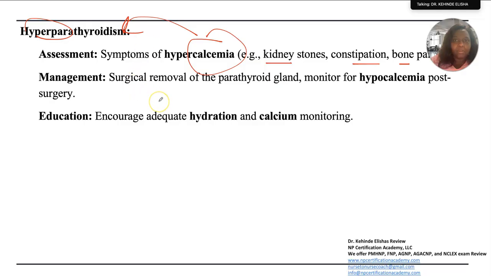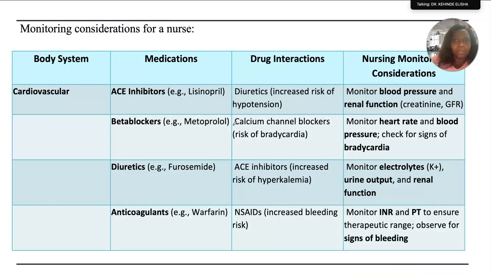How do we manage somebody with hyperparathyroidism? You want to do surgical removal of the parathyroid gland. You want to monitor for hypocalcemia post-surgery, right? How do you educate them? You want to definitely encourage adequate hydration and calcium monitoring. Now, that ends the 5 body systems in just 29 minutes and 54 seconds.